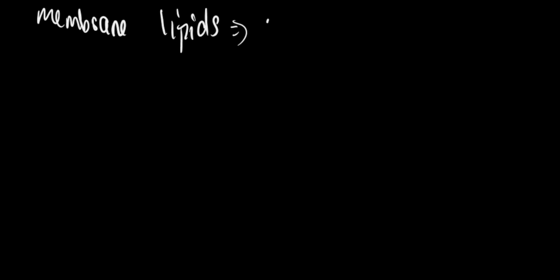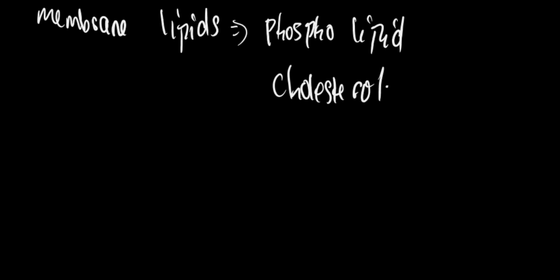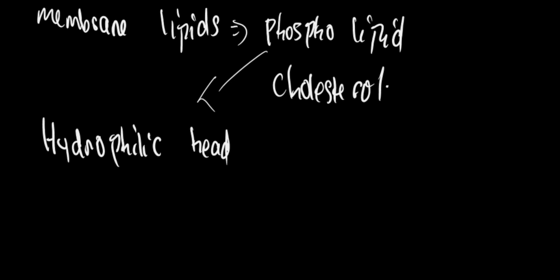Let's take a look at the function of each of the macromolecules. Firstly, we consider the membrane lipids. The lipids form a wide class of macromolecules. However, the major lipids that form part of the plasma membrane are the phospholipids, and then we also have cholesterol. So these are the 2 membrane lipids that form part of the plasma membrane. Firstly, we have the phospholipid bilayer of the cell membrane. The phospholipid has a hydrophilic head and a hydrophobic tail.